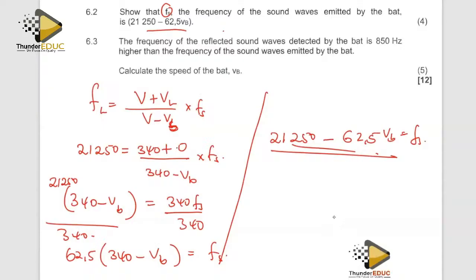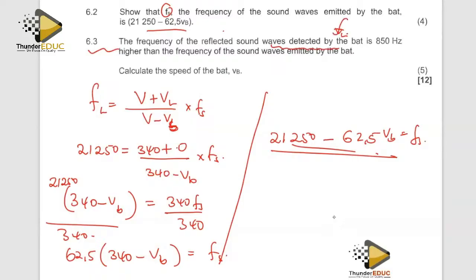Okay. Then next, 6.3. They're telling us that the frequency of the reflected sound is detected by the bat. Now, if it is detected by the bat, the bat is now the listener.